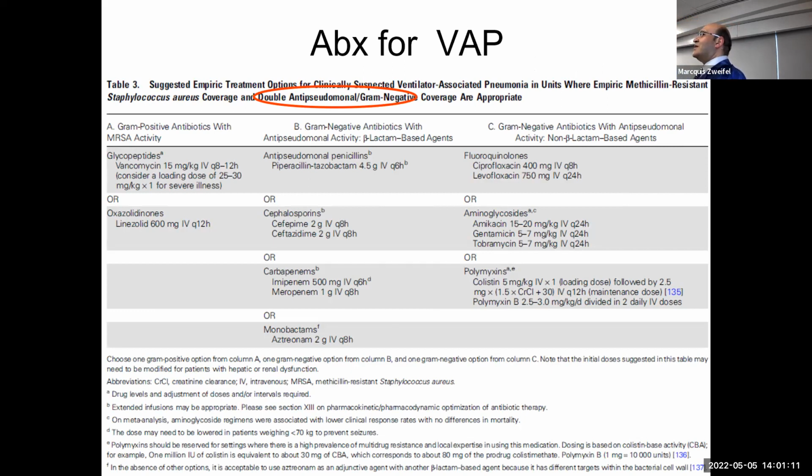VAP, cover MRSA if they have risk for MRSA, and double cover Pseudomonas. All the VAP, double cover Pseudomonas. Some people pick cover MRSA and Pseudomonas. You have to cover MRSA and double cover Pseudomonas. Don't combine two beta-lactams. Why? What's the mechanism of resistance for beta-lactam? Beta-lactamase. So if your bacteria is producing beta-lactamase, all beta-lactams are done. Cefepime, Zosyn, meropenem, all are beta-lactam cycle, right? So don't combine cefepime with another.